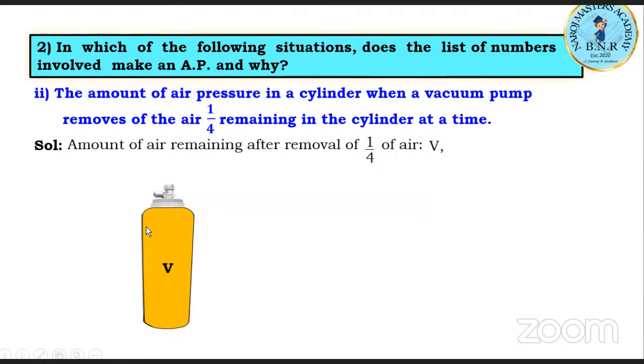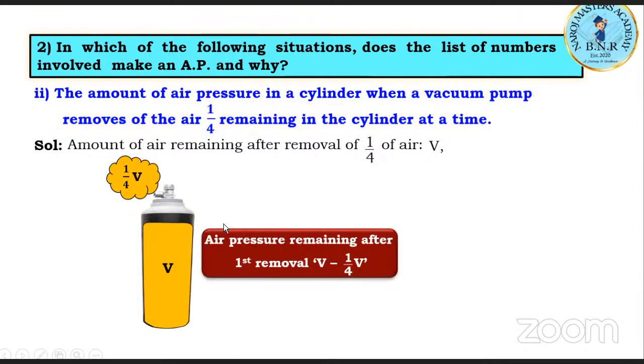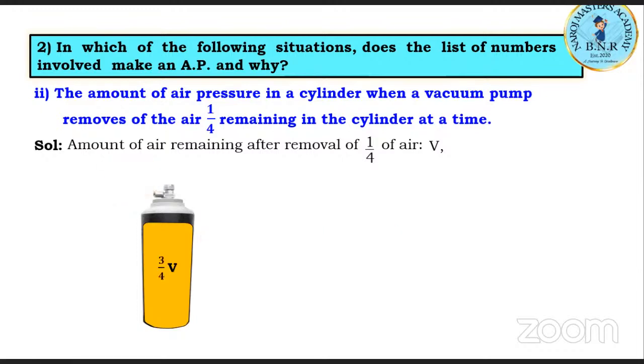So here, first 1/4 means half of it we can remove. Is it right? Yes. Next 1/4, 1/16. Is it right? Yes, sir. Very good, Nana. So 1/16. This means 3/4 of this is the remaining value.